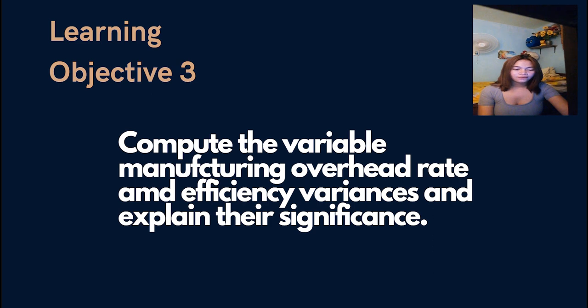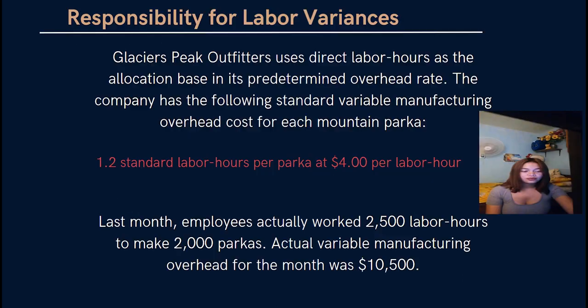Learning Objective 3. Compute the variable manufacturing overhead rate and efficiency variances and explain their significance. Responsibility for labor variances: the Human Resource Department is responsible for labor rate variance because it is the one that is concerned with the hiring and training of employees.